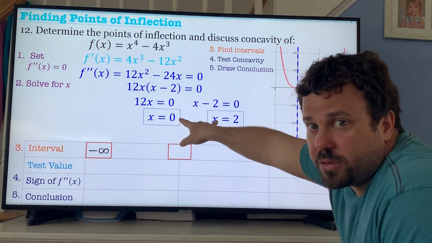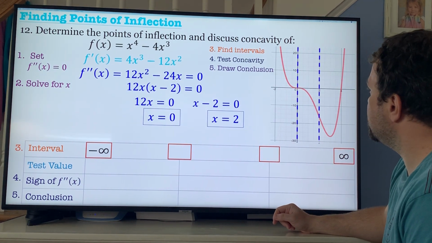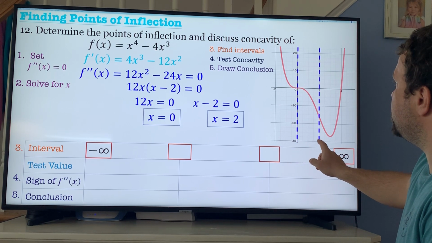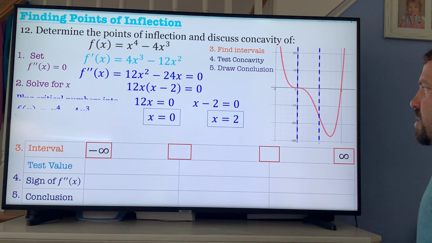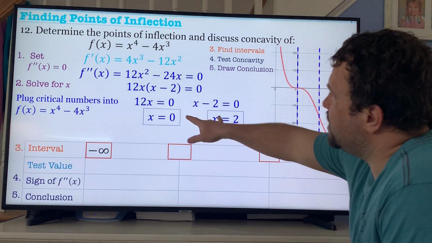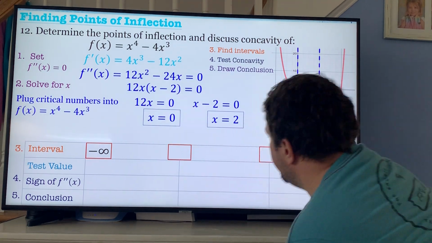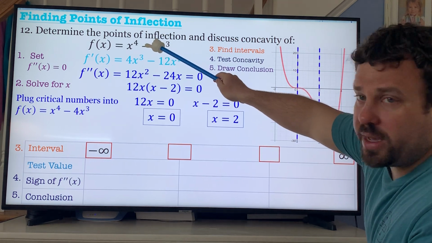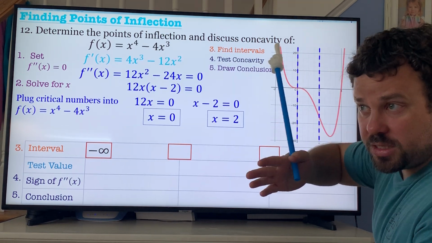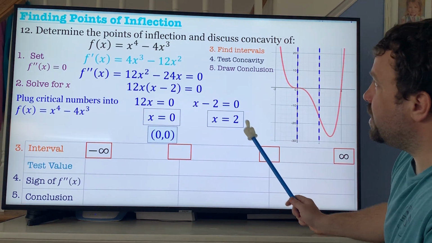So that right there means I have 0 and 2. These are critical numbers. All right, now we're going to do our intervals next. Notice these are the points where the graph is going to change your concavity. This is just for you guys to look at. So we're going to plug these critical numbers into the original equation. When we do this, this will give us our points of inflection. So 0 goes into the original equation, just like when you found your critical points.